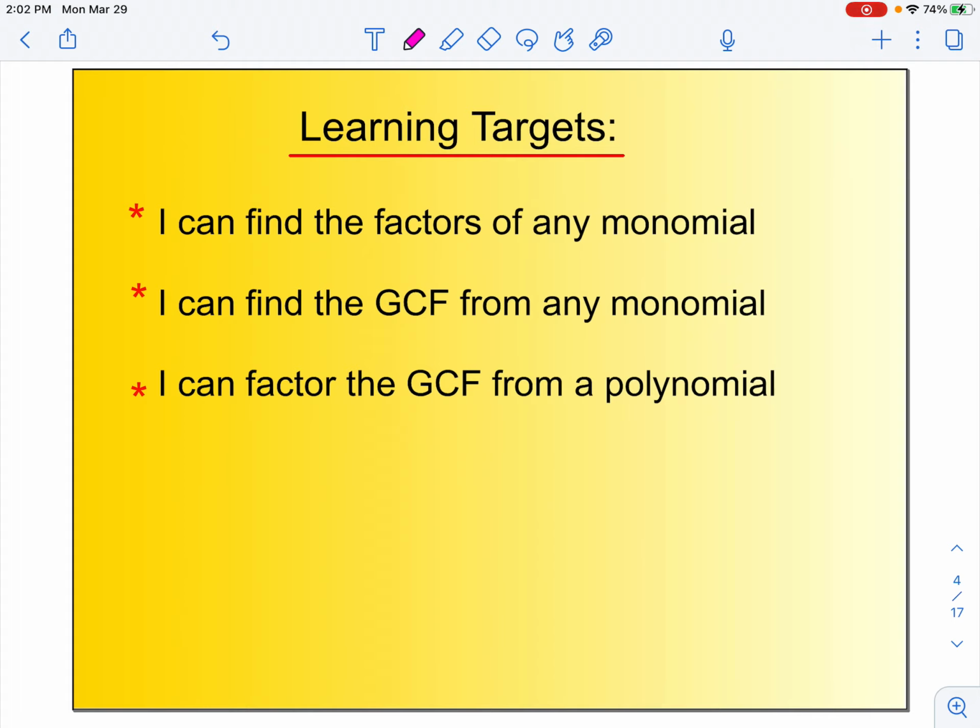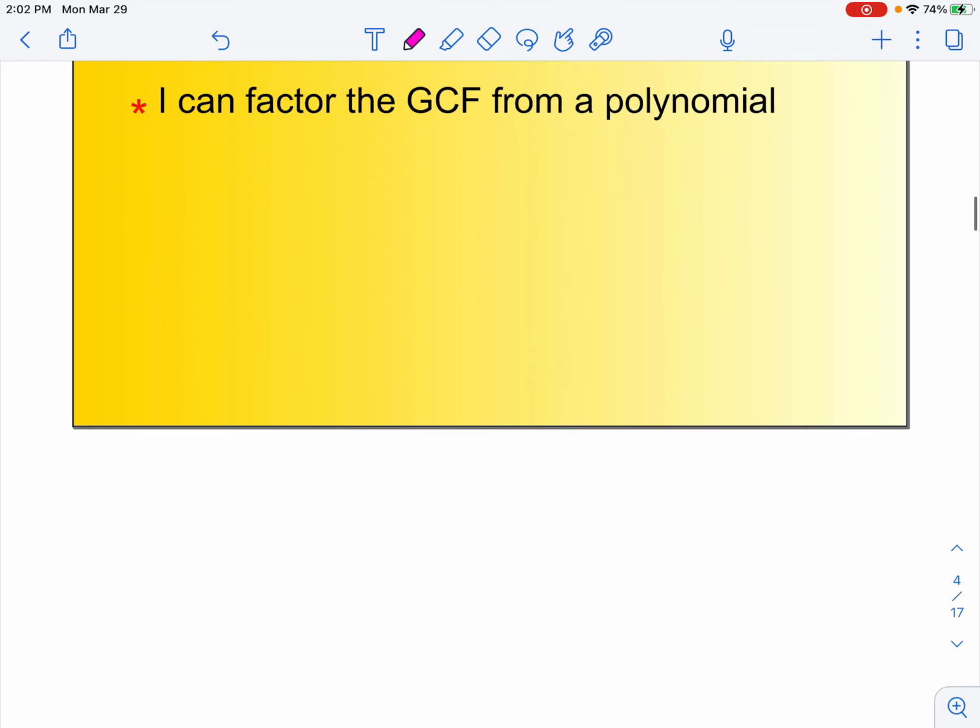And so these were our learning targets. We're going to find factors of any monomial. So factors of 100 that we did with that dollar bill would be 10 and 5 and 20, etc. Those are all numbers that divide in evenly. And then we're going to find the GCF. Hopefully you remember GCF is greatest common factor. And then we're going to factor using the GCF.